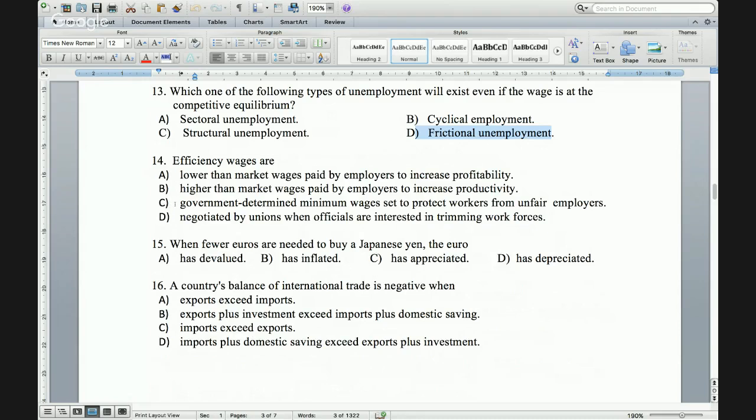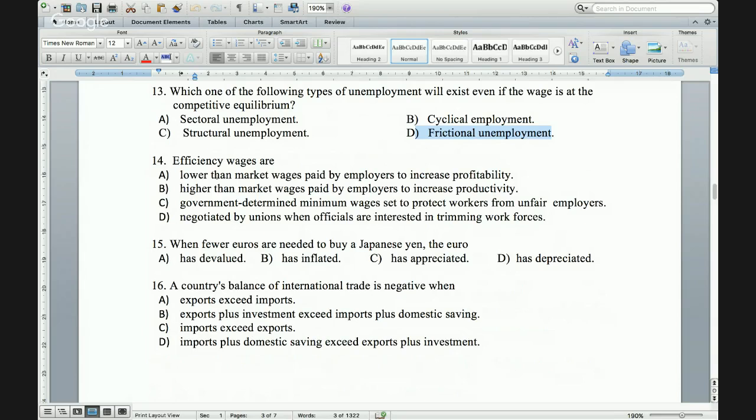Option C, government determined minimum wages are set to protect workers from unfair employers. That is definitely not efficiency wages. When governments interfere in a market, you have intervention. For example, your minimum wage does not create efficiency. That creates inefficiencies in the marketplace. So that is definitely not answer C. D, negotiated by unions when officials are interested in trimming workforces. No, that again is interference, and it's not allowing the market to determine what the actual efficient wage or the equilibrium wage will be. So C and D are not your answers. We're going back to A and B.